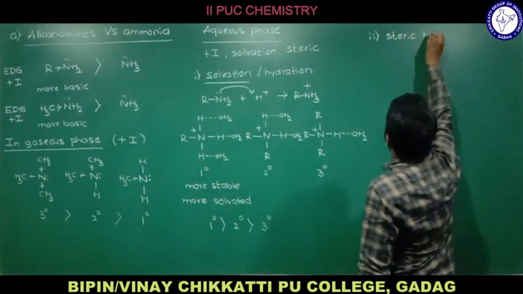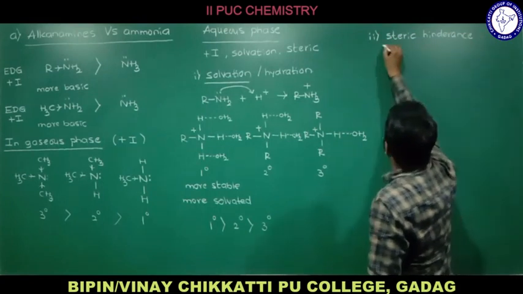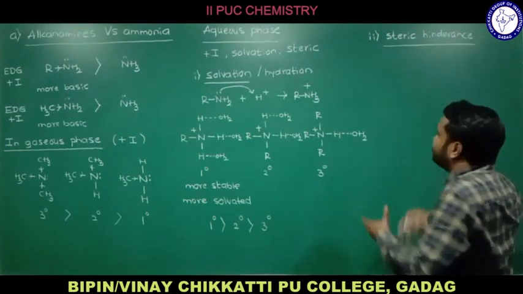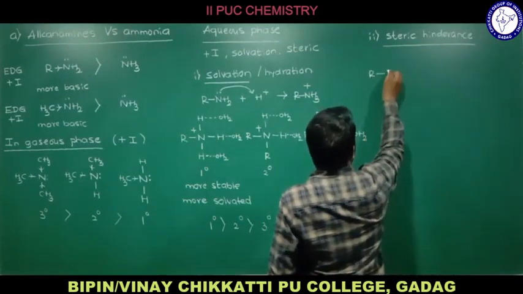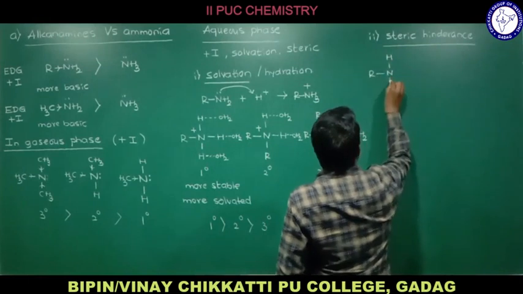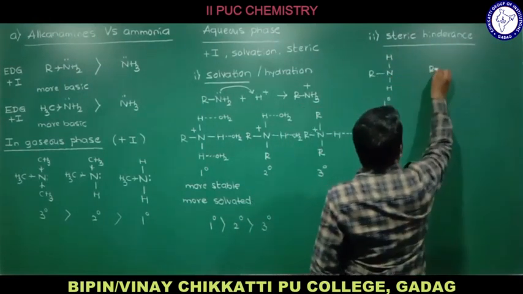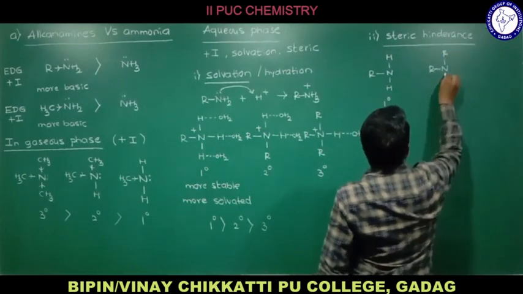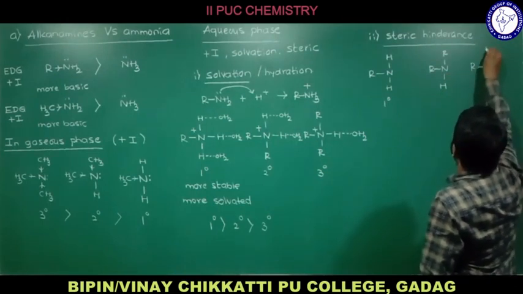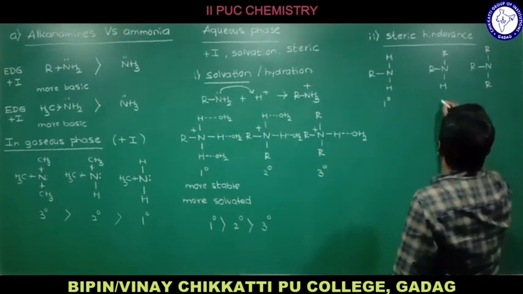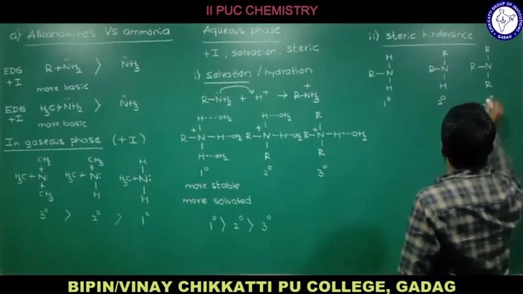Steric effect, or in particular we can say steric hindrance. First let me explain what is the meaning of steric hindrance, the steric effect. For that I consider one very simple example: RNH2, this is the primary amine, and now I will consider the secondary amine. And here this is the tertiary amine. So all the hydrogens are replaced by the alkyl groups. This is secondary and this is tertiary.